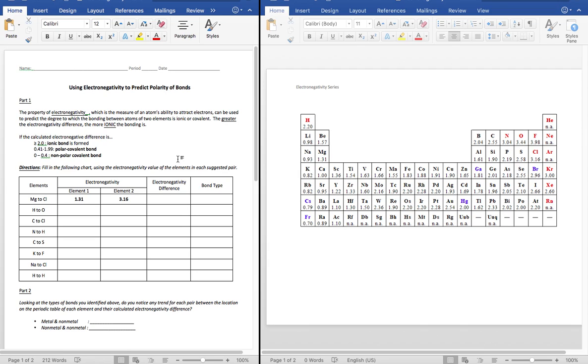So what you need to do is either set up the subtraction problem or use a calculator, either is fine with me. If we do that subtraction, 3.16 minus 1.31, we're going to end up with a difference of 1.85.